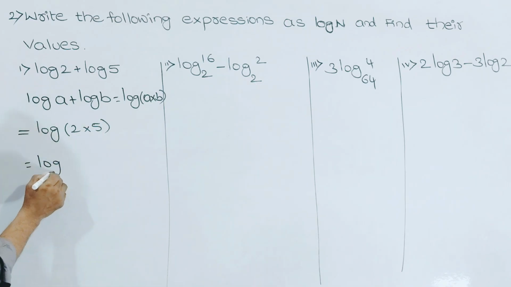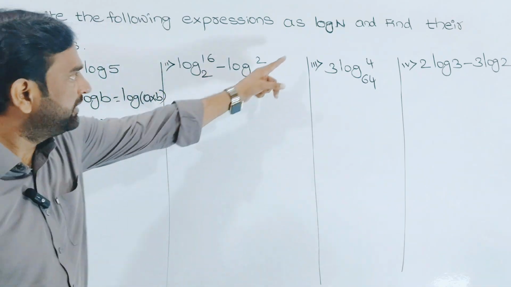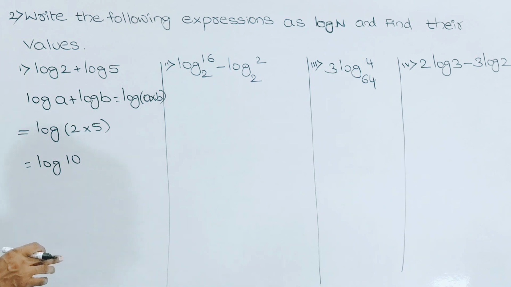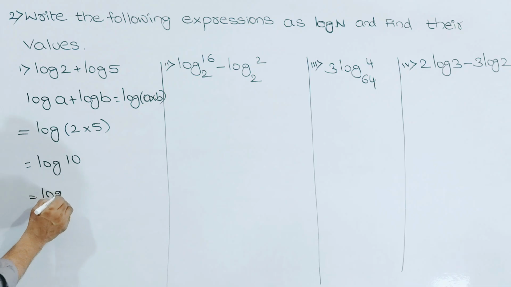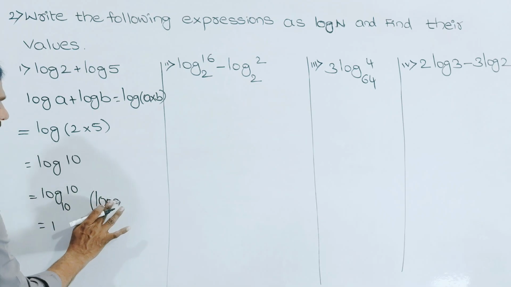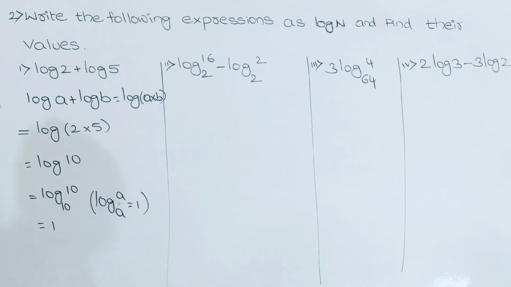Log of 2 fives are 10. We got the answer: log 10, right in the form of log n. And find their values. What is the value of log 10? Already I told you, here the base is 10. Log 10 base 10 value is 1. Why? Because we know that log a base a is equal to 1. So log 10 base 10 value is 1.